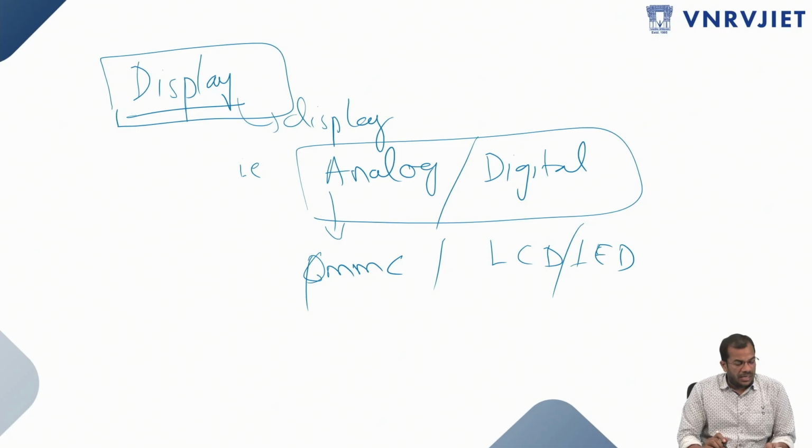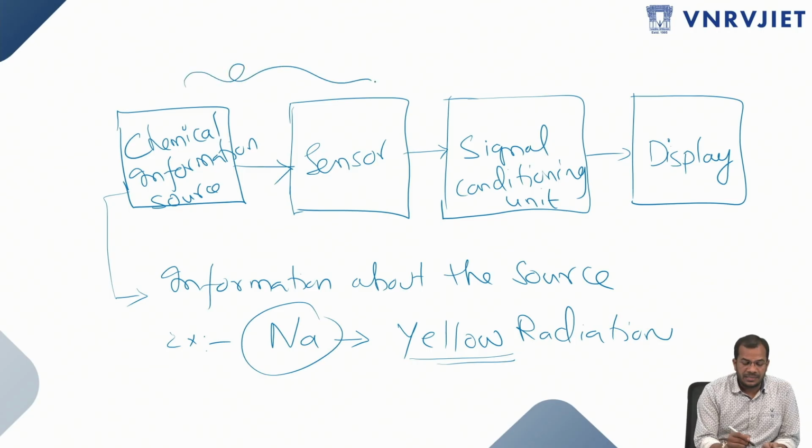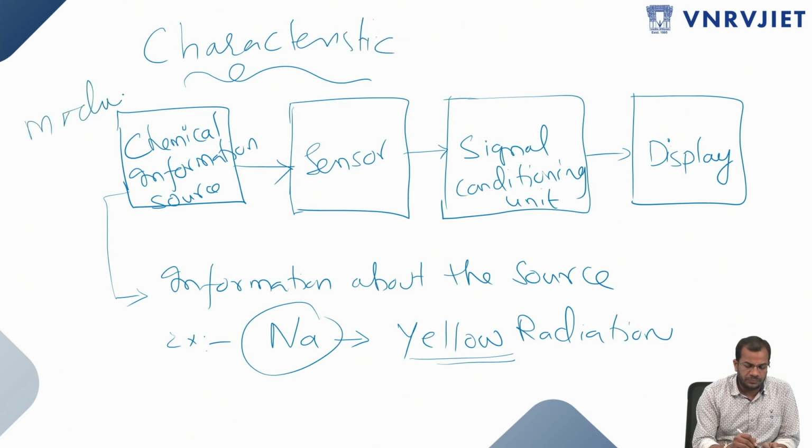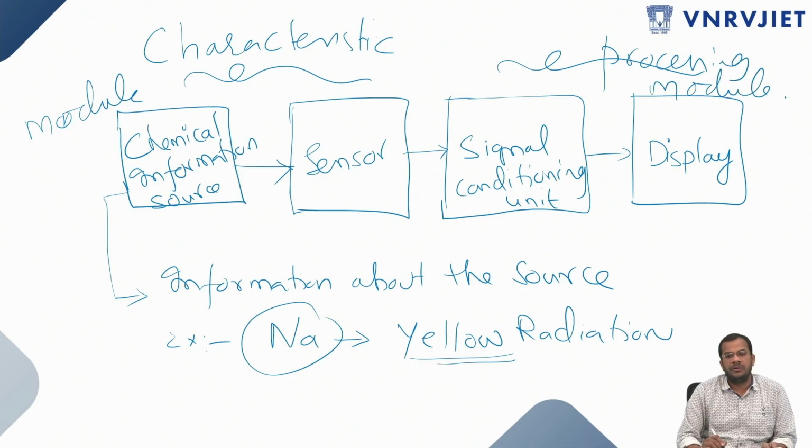So here, whenever you're talking about all these four blocks, the first two blocks are called as a characteristic module, and the second two blocks are called as a processing module.